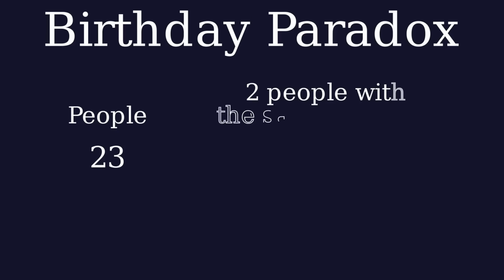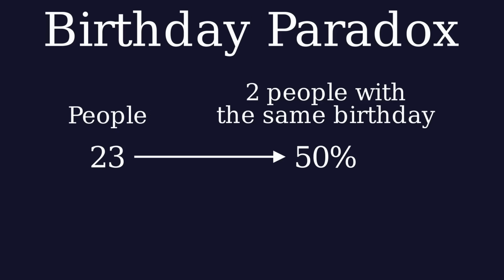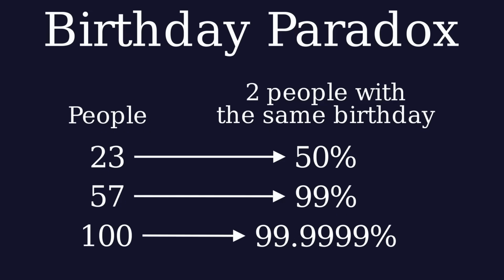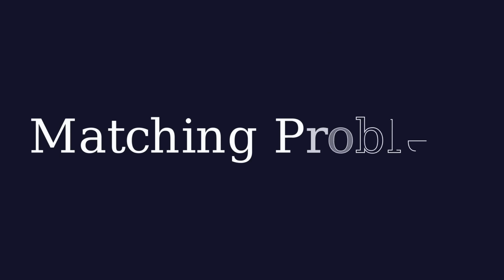Probability can sometimes be counterintuitive, like in the birthday paradox. This problem states that you need only 23 people to have 50% chance that at least 2 of them will have the same birthday. If you have 57 people, the chance that at least 2 of them will share a birthday is already 99%. With 100 people, the chance that at least 2 of them have the same birthday is equal to 99.9999%.